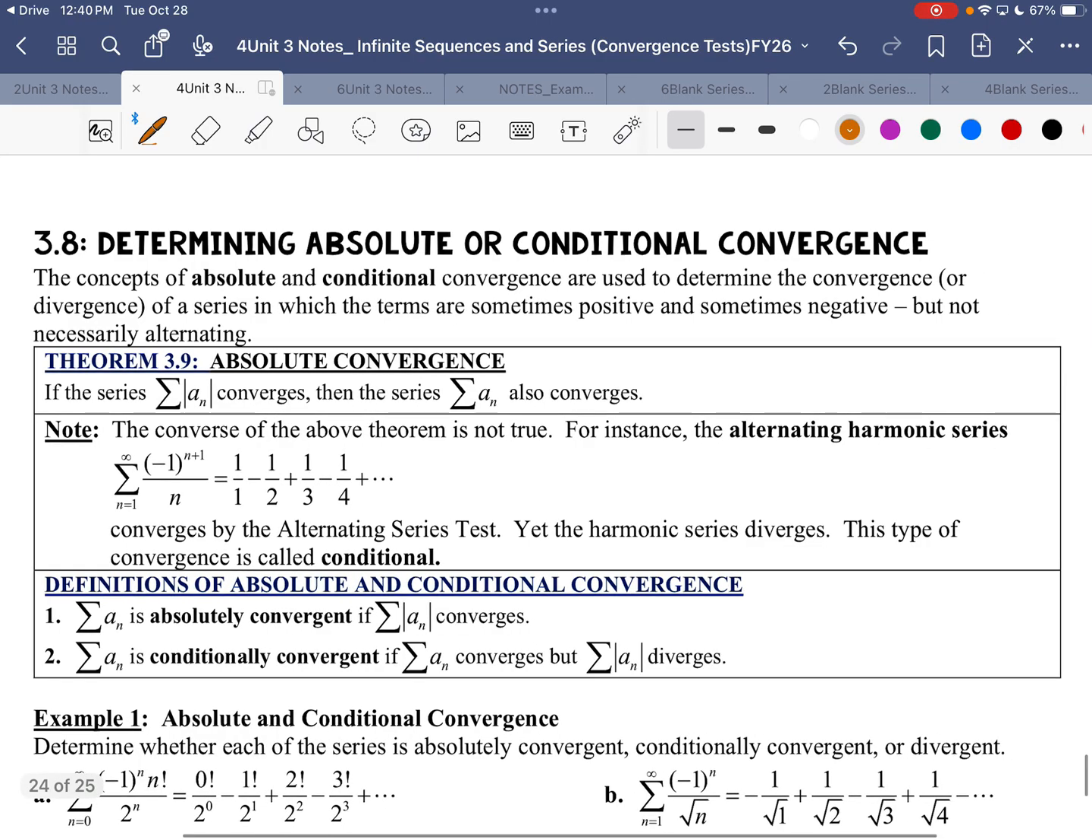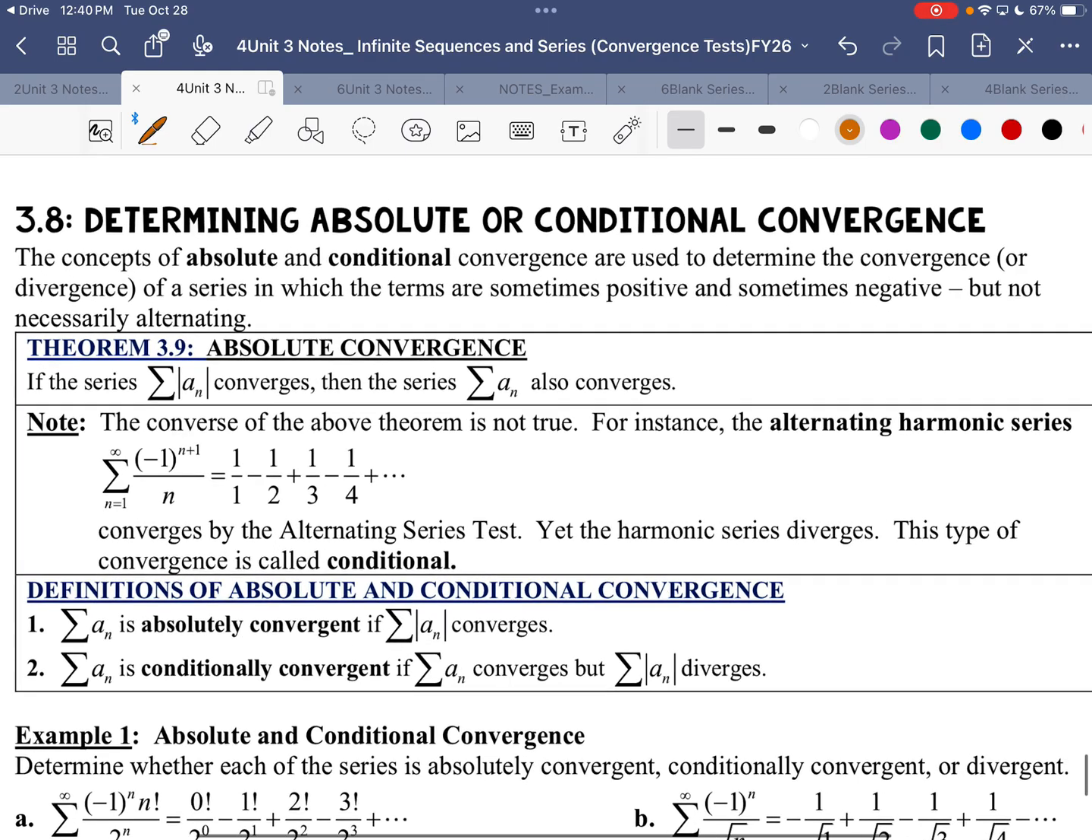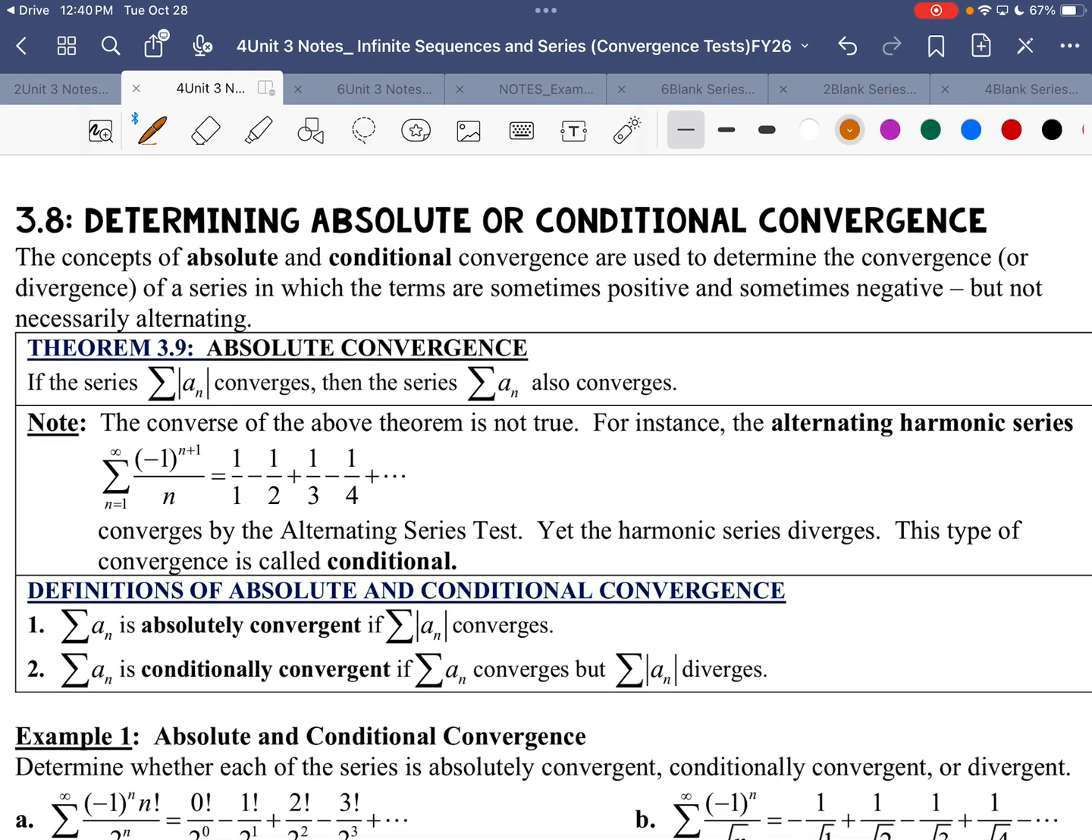All right. So absolute or conditional convergence. The thing that's kind of annoying about alternating series is that they have this absolute versus conditional convergence situation going on. And this is kind of the only series that has this issue. So, absolute convergence.